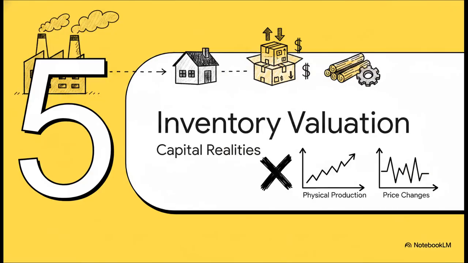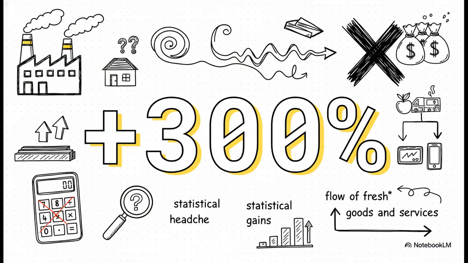Section 5. Valuation of inventories, capital realities, and accounting errors. Shifting away from rural farms to factory floors and city real estate brings an entirely different flavor of statistical headache. Let's talk about market illusions. Say you want a piece of real estate, or maybe a warehouse full of steel, and the market price suddenly spikes by 300% due to speculation.